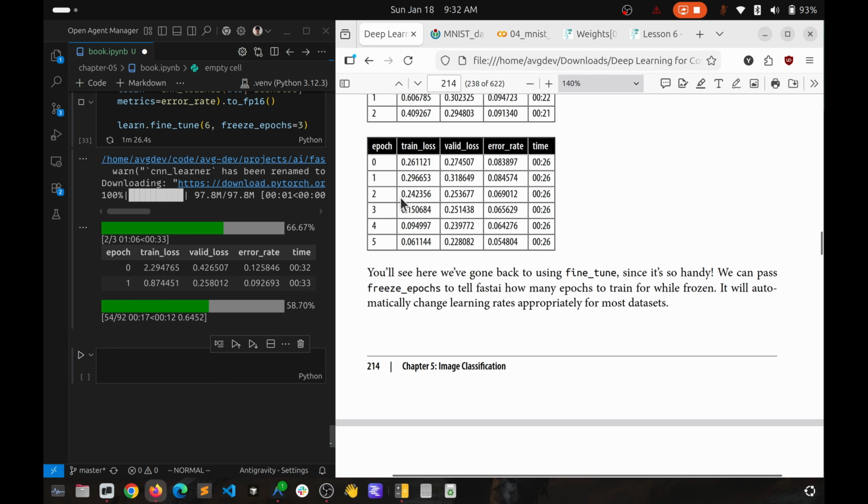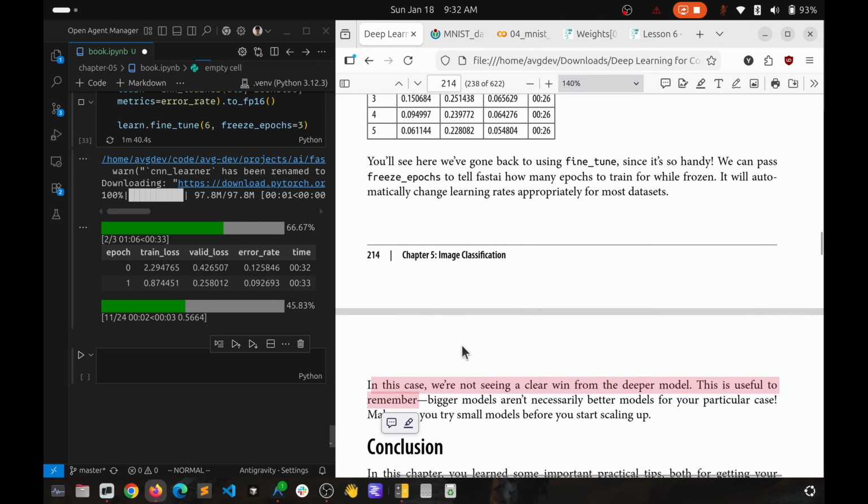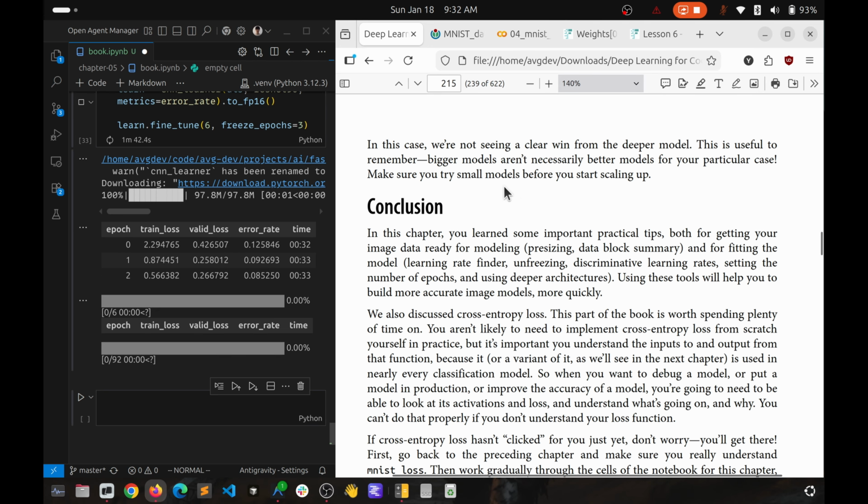The validation loss stops decreasing significantly while the train loss keeps decreasing. And this is actually due to a bigger model, ResNet 50, that just starts to have signs of overfitting to the training data. So bigger models aren't necessarily better models for your particular case. Make sure you try small models before you start scaling up.